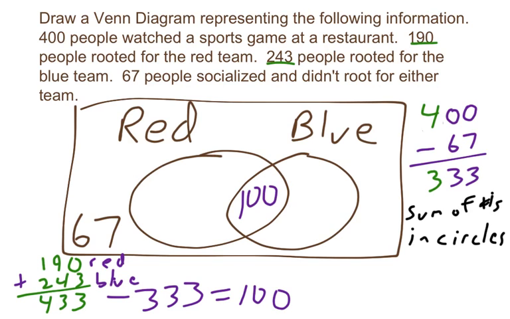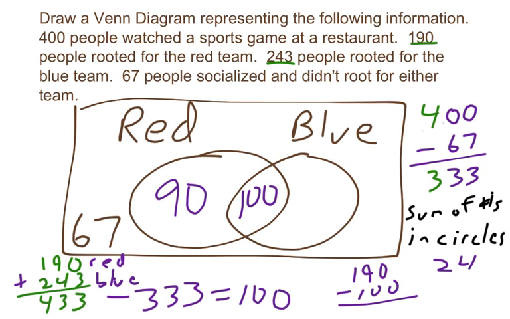And now if I know that's 100, I can just do my reds are going to be 190 minus the 100 is going to be 90, goes right here. And I can do my total number of blues, which is 243, minus my 100 gives me 143. And if I add up those four numbers, 67 plus 90 plus 100 plus 143, they better add up to 400, and they do.